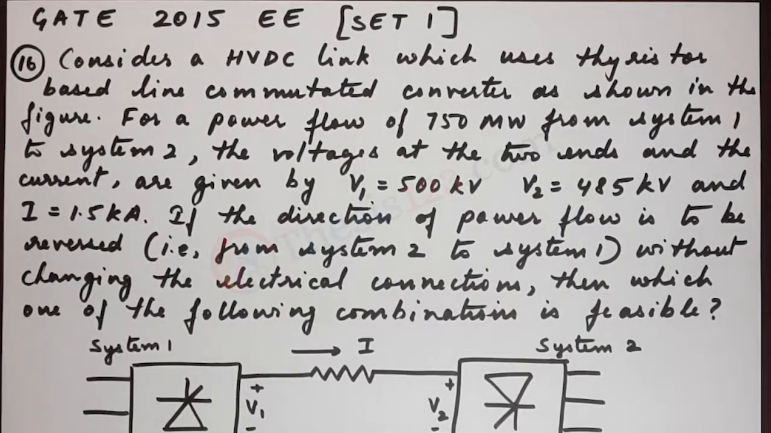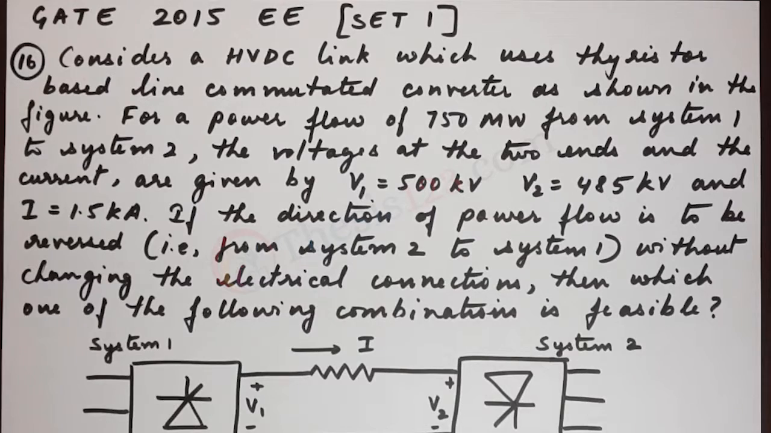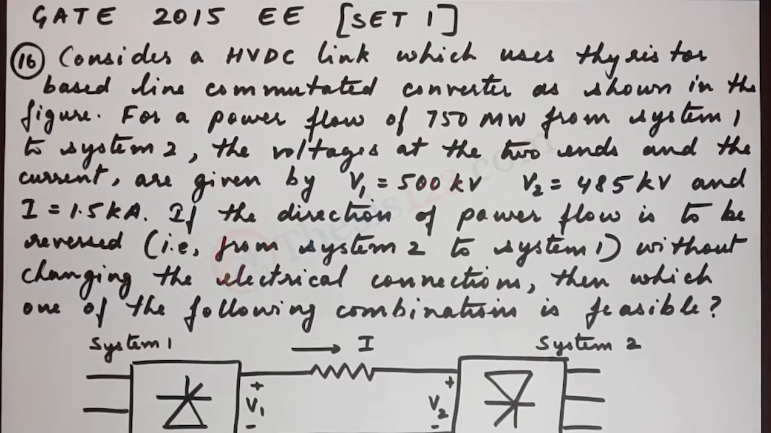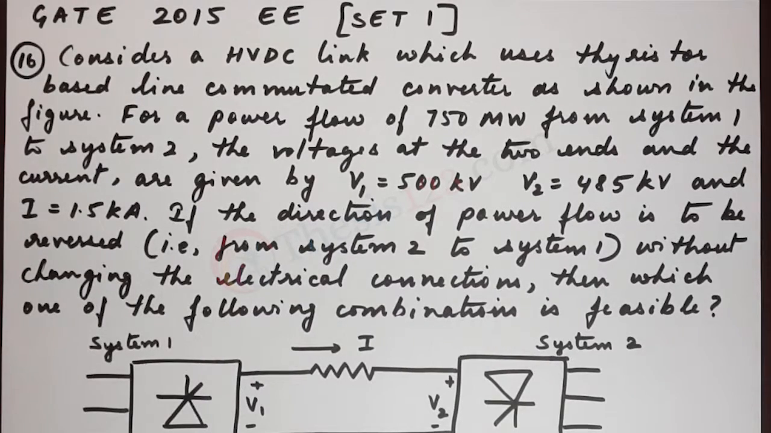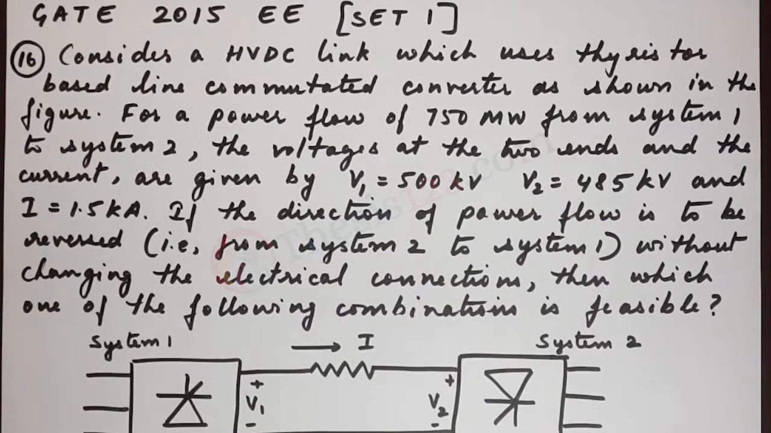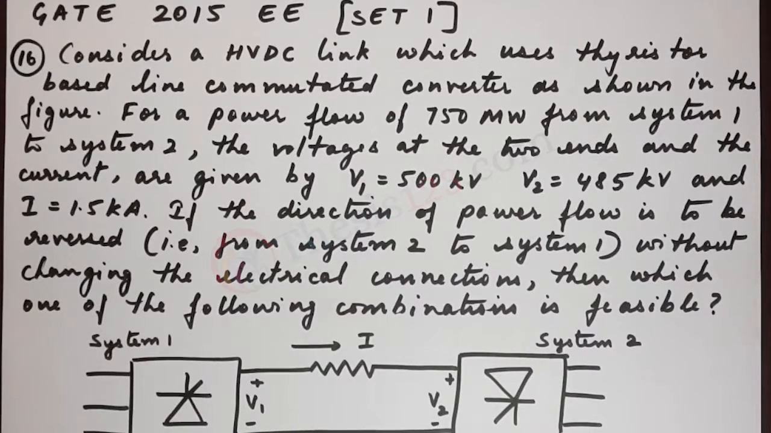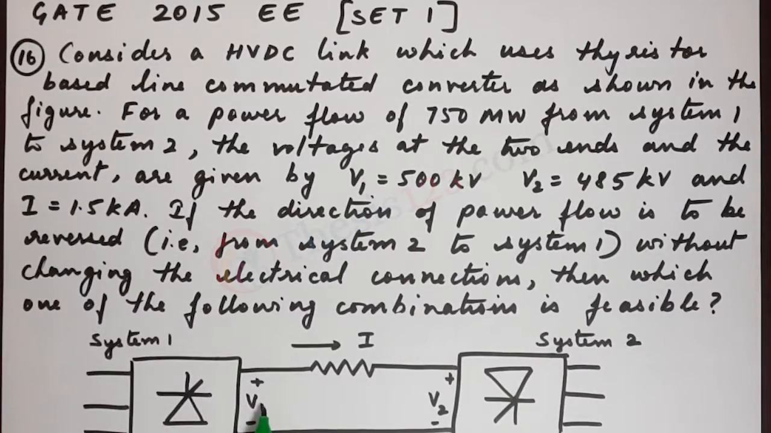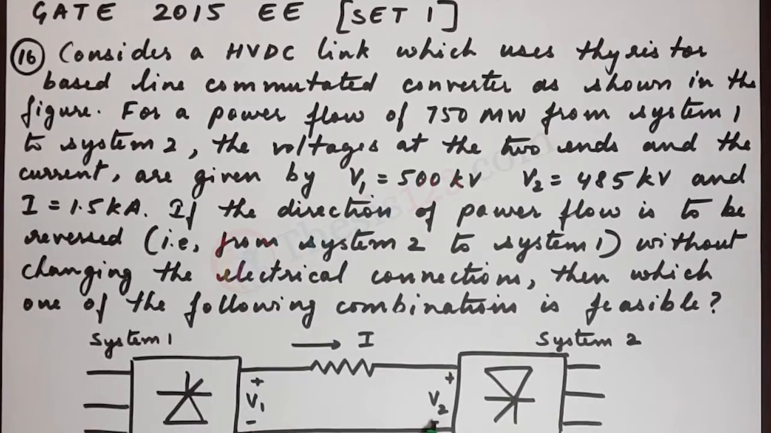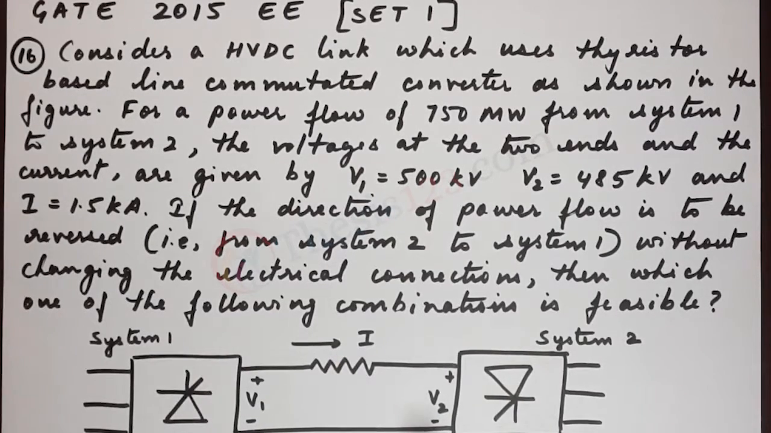Here's the next question, number 16. Consider a HVDC link which uses thyristor-based line commutated converter as shown in the figure. For a power flow of 750 megawatts from system 1 to system 2, the voltages at the two ends and the current are given by V1 is 500 kilovolts, V2 is 485 kilovolts, and current I is 1.5 kiloamps.